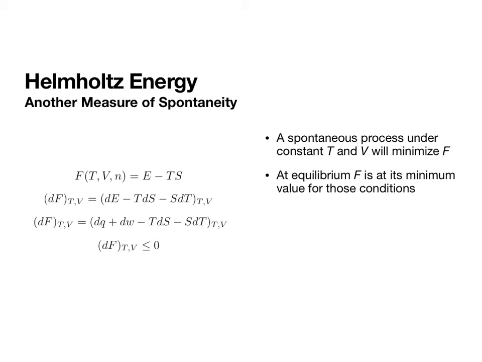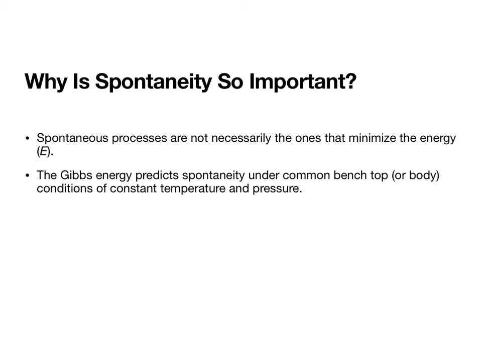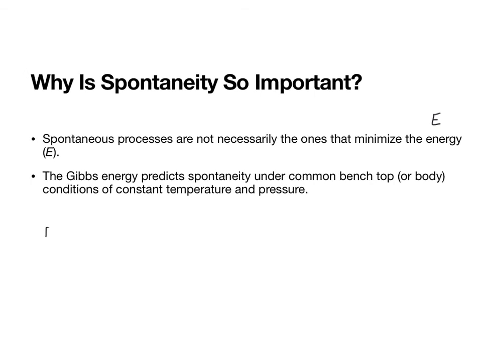Now, the Helmholtz energy is another measure of spontaneity, very similar to Gibbs, but in this case we are keeping volume constant instead of pressure. With the same sort of analysis, we find that when the Helmholtz energy is negative, the process is spontaneous. Spontaneous processes are not necessarily ones that minimize the energy, meaning the internal energy, or the E. The Gibbs energy and the Helmholtz energy predict spontaneity under common benchtop or body conditions of constant temperature and pressure. And the Helmholtz is for constant T and V.